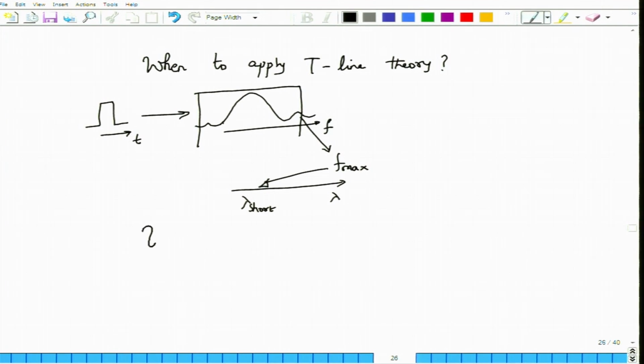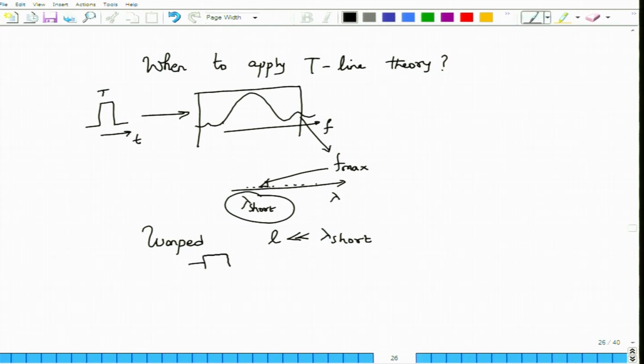We say that an element is in the lumped regime when the length of the element is very small compared to the shortest wavelength of interest. So, if I consider this particular pulse of some duration t, then there will be a certain f max that one can consider, and corresponding to that f max there will be a shortest wavelength. Of course, there will be other wavelengths also here, but this is the shortest wavelength that you are considering. And if this shortest wavelength happens to be much larger compared to the length of the element.